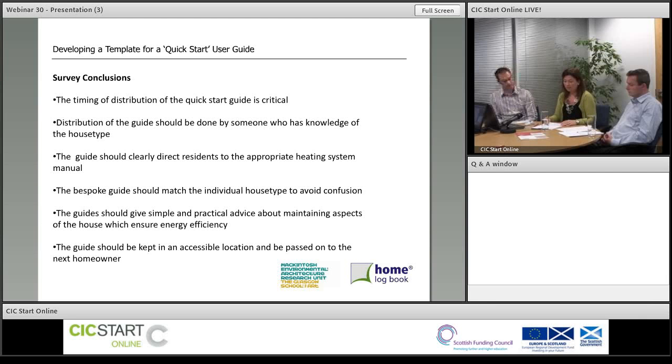It should clearly direct residents to the appropriate heating manual. The issue of heating systems, timers and controls was one that kept arising throughout the questionnaire. So it should be clarified to the resident that it wasn't meant to be a technical guide, but something which directs them to the more detailed manuals. The other conclusion is that the bespoke guide should match their individual house type. The guides should give simple and practical advice about maintaining aspects of the house which ensure energy efficiency. And finally, the guide should be kept in an accessible location and passed on to the next homeowner.